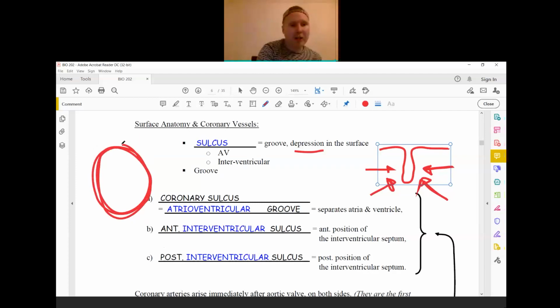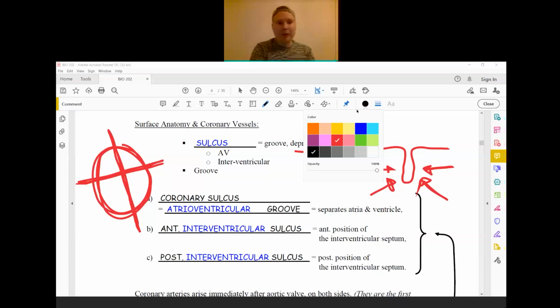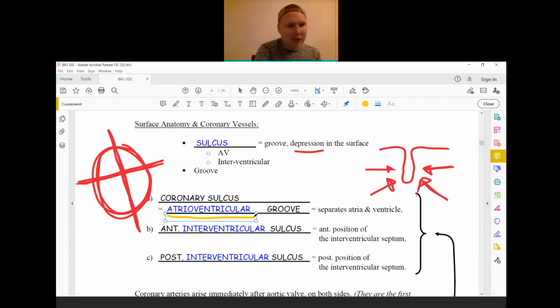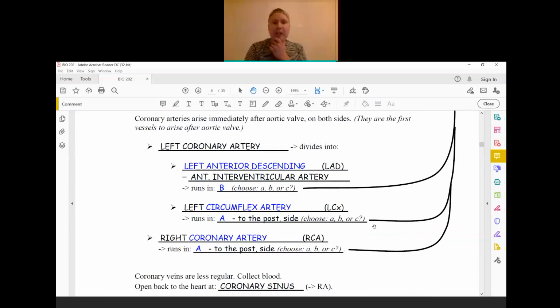And there's a couple of depressions that we end up seeing. So first of all, there's our 4 chambers. And let's start with our atrioventricular sulcus or atrioventricular groove. Atrioventricular groove separates, of course, our atria from our ventricles. So it is this groove here. In addition, we have interventricular sulcus. It separates the ventricles. And we have one on the anterior side and one on the posterior side. These are important anatomical landmarks because they are what we use to explain where the coronary arteries are located.